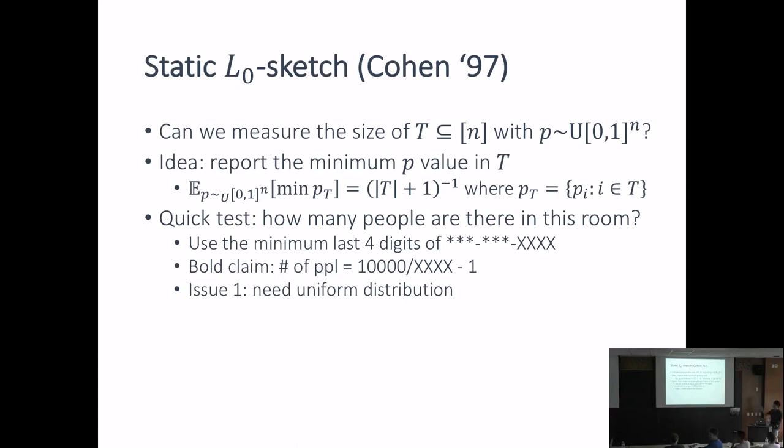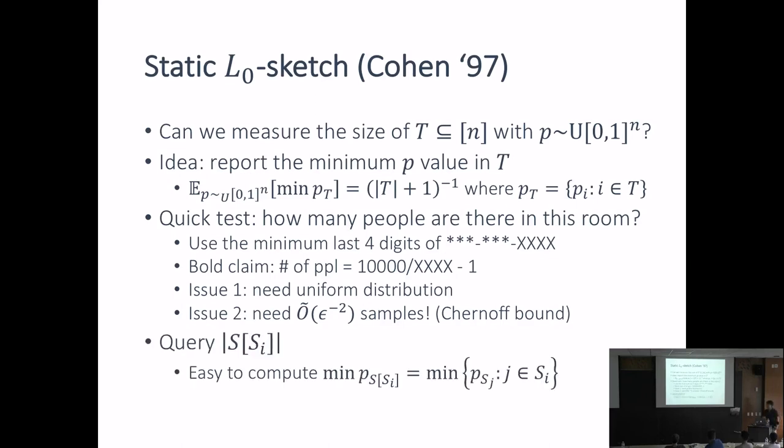Yeah, so this is the first issue we just talked about. The phone number is not evenly distributed. Some commercial numbers have lots of zeros. So this is issue one. The other issue is that this is just one evaluation of this minimum value. We need lots of them to get concentration. By a Chernoff bound, we need epsilon to the minus two samples to get this concentration.